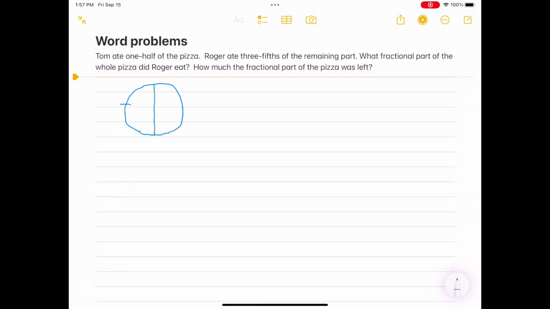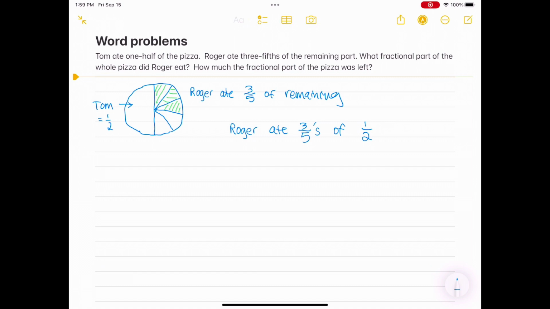So the best way to do a word problem is to draw out the problem so that you can see what information we have and what information we need to solve for. So here I draw out a pizza and divide it in half to indicate that Tom ate 1/2 of the pizza. And then I divide the rest of it into 5 equal sections, highlighting the 3 that Roger ate. So he ate 3/5 of the remaining part, which means Roger ate 3/5 of half of the pizza.